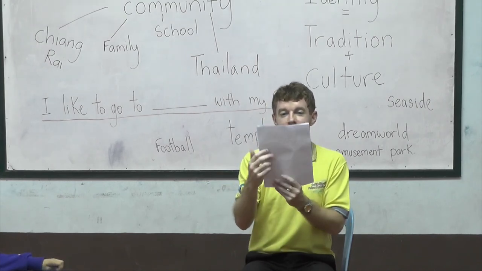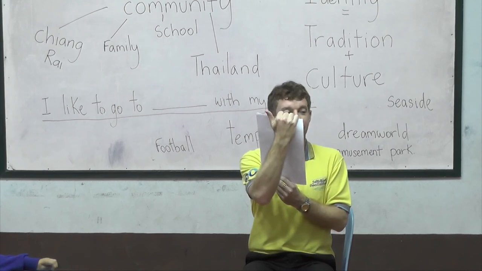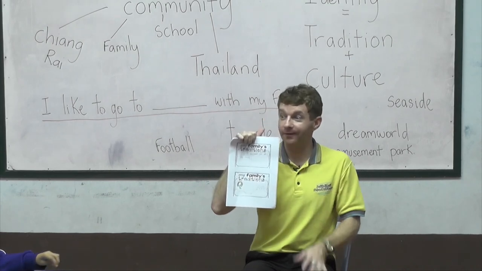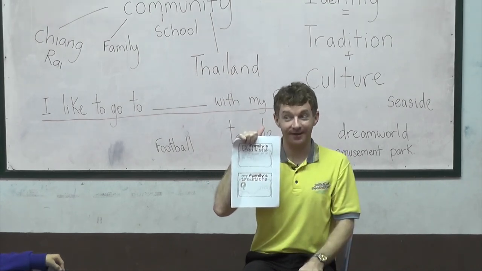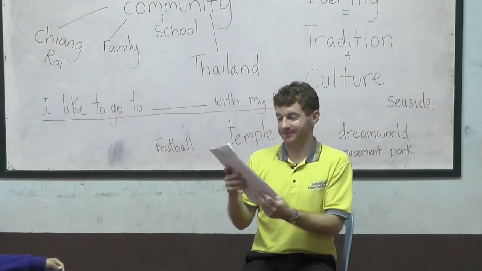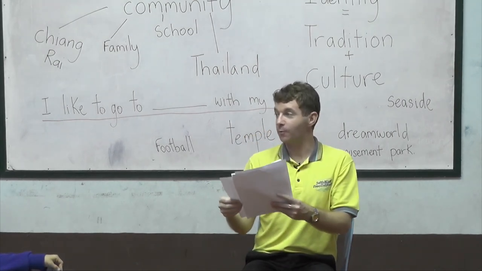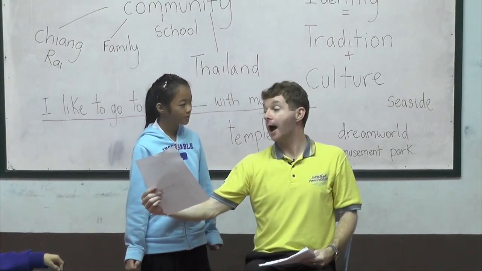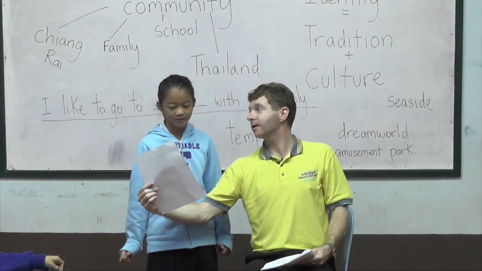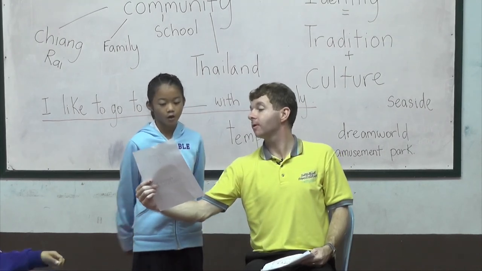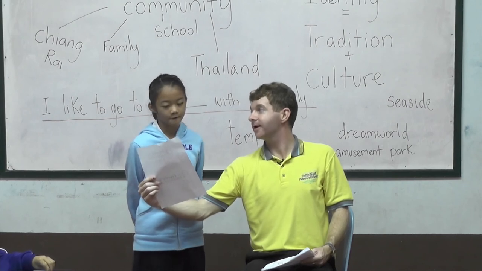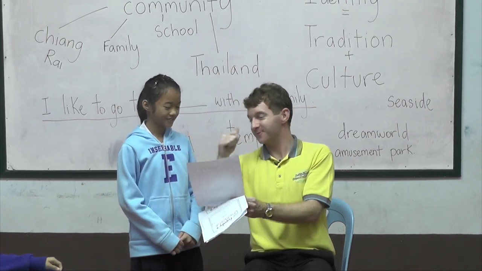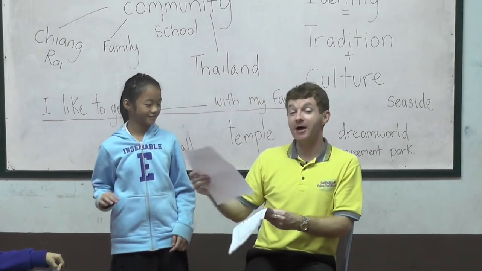Let's see, okay, next one. Ready? Down. Okay. And what does Down like to do? I go to amusement park. With my family. Excellent. And remember, roller coaster. Very good. High five. Round of applause for Down.